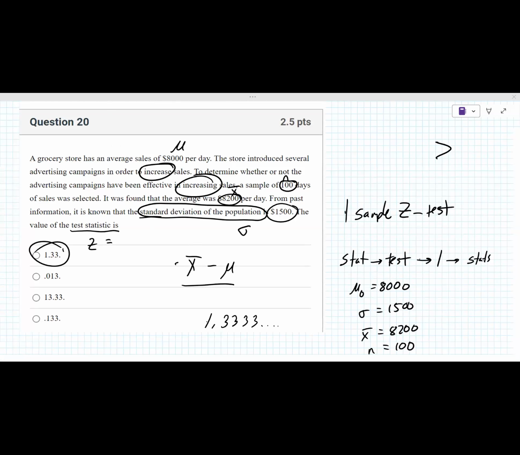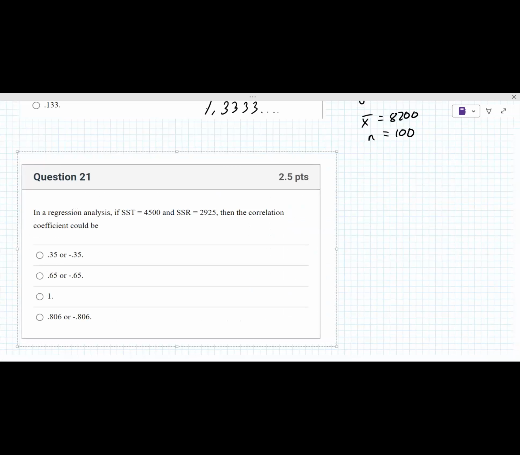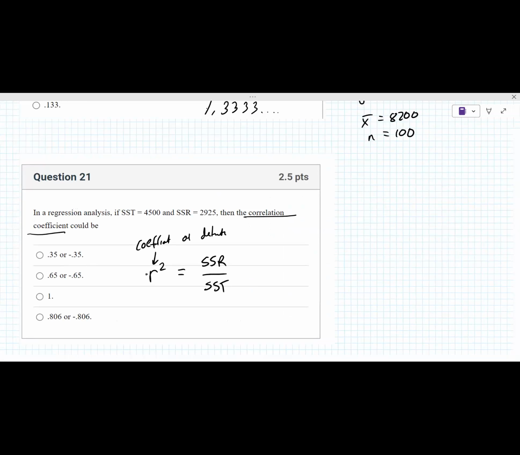Let me grab another question here. So 21, we've done a couple like this. R squared formula, you got to know it. R squared is SSR over SST. But this is not what they're asking for. They're asking for the correlation coefficient. R squared is the coefficient of determination. What's the difference? Just for now, memorize that they are different. Don't try to get into the ins and outs of it.